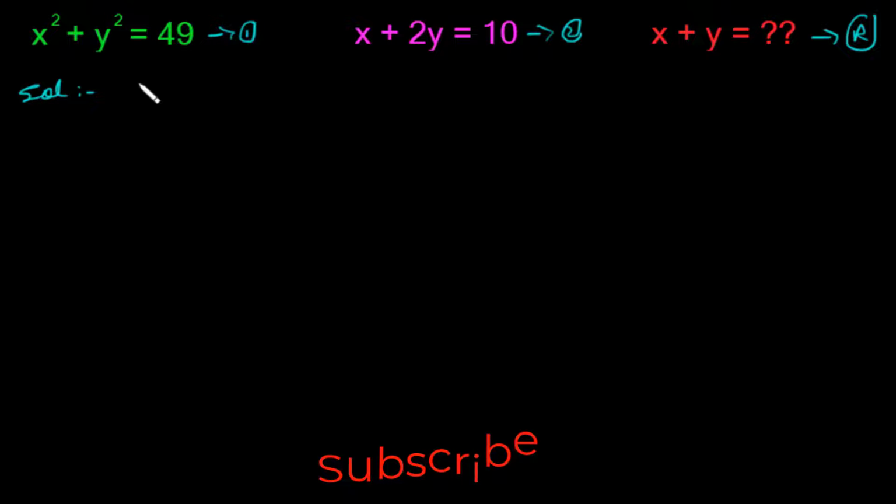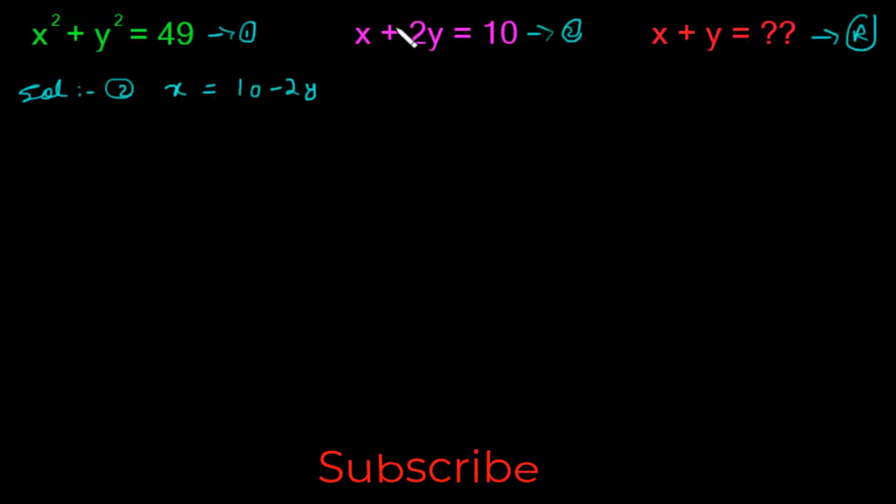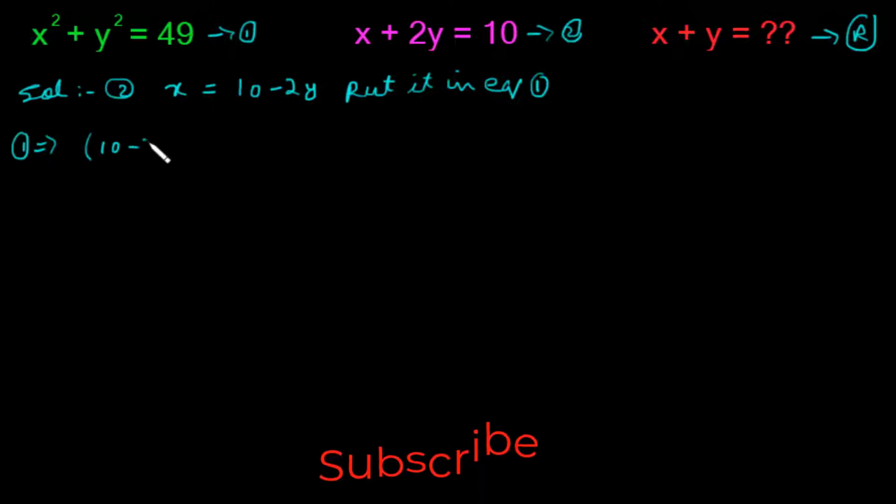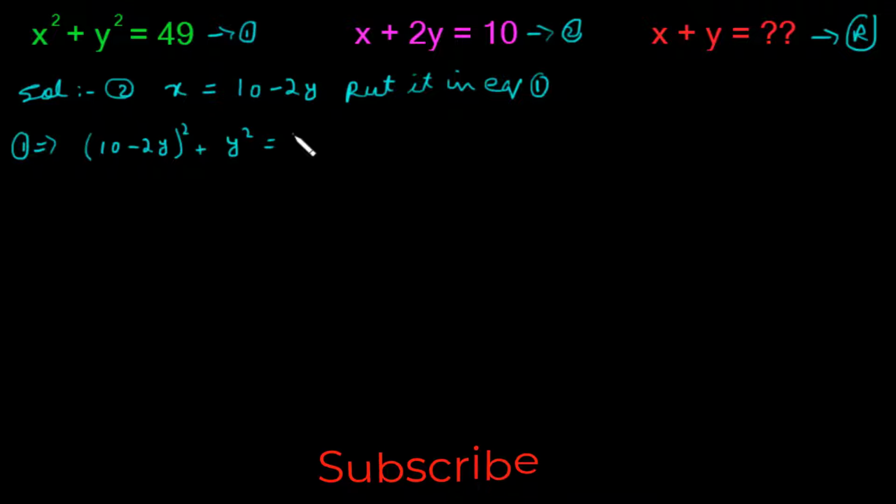Equation 2 implies that I can write x is equal to 10 minus 2y, as if you shift this 2y to the other side of the equality, its sign will be reversed. Now I will substitute this value of x into equation 1. By substituting, I will get 10 minus 2y whole squared plus y squared is equal to 49.